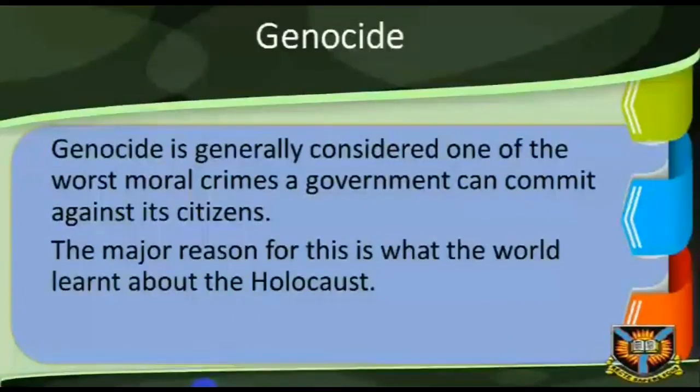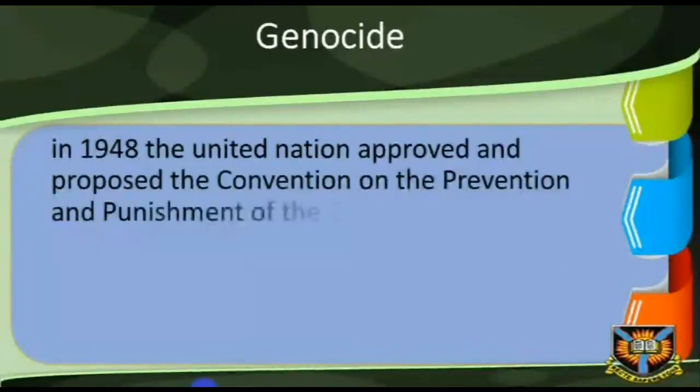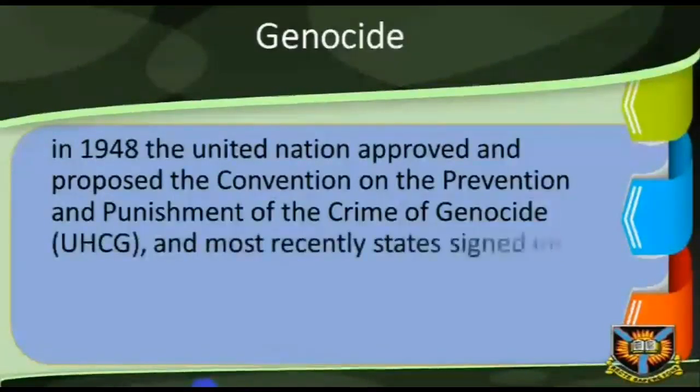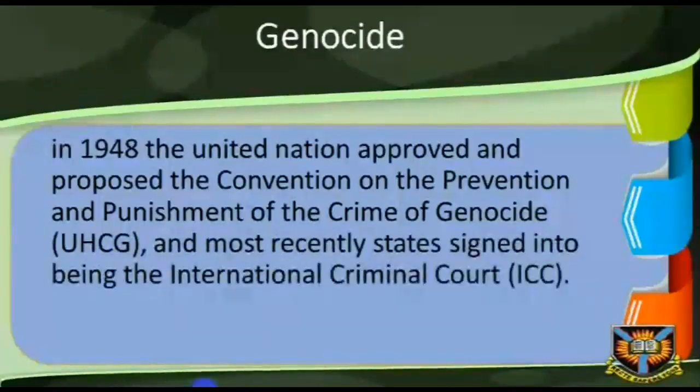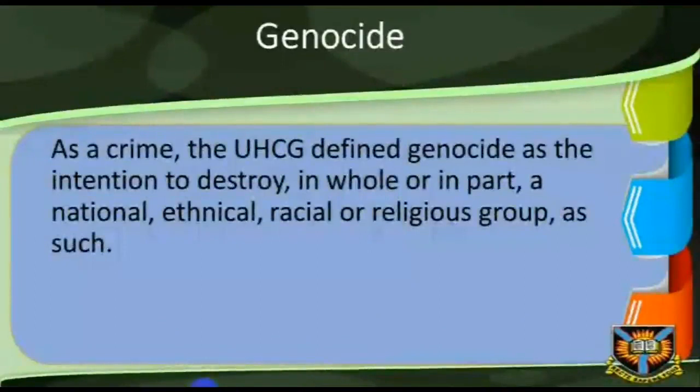As the world also learned about other genocides, there was an international attempt through the United Nations to make genocide an international crime and to bring its perpetrators to justice. Thus, in 1948, it approved and proposed the Convention on the Prevention and Punishment of the Crime of Genocide (UNCG), and most recently, states signed into being the International Criminal Court (ICC).